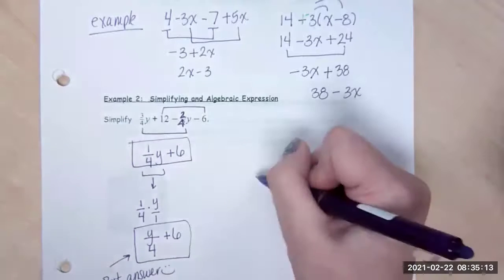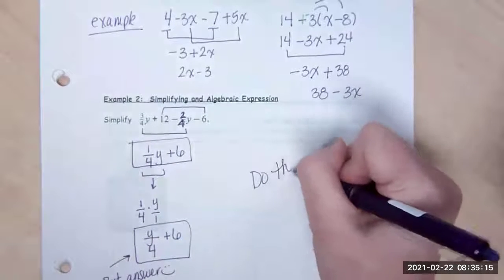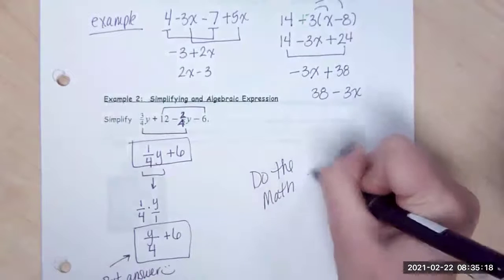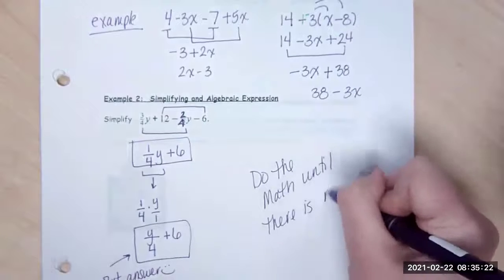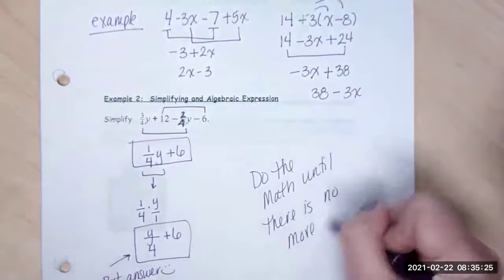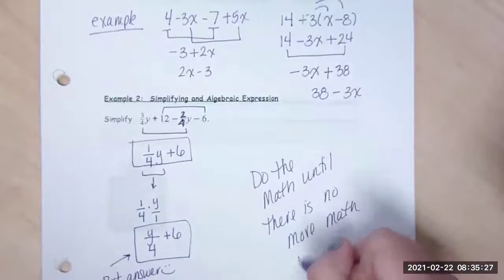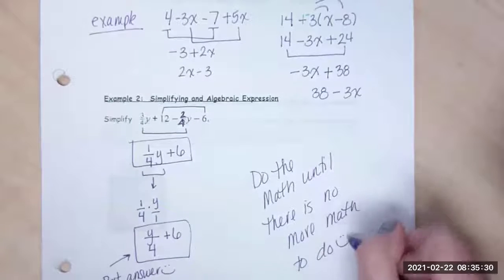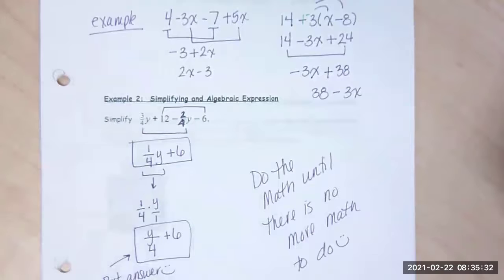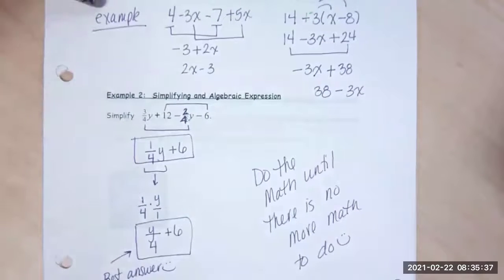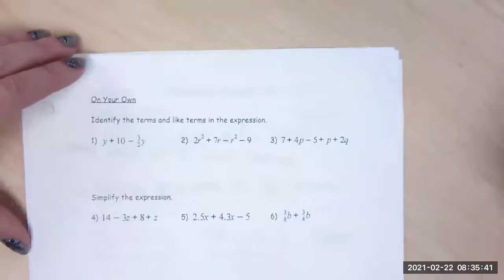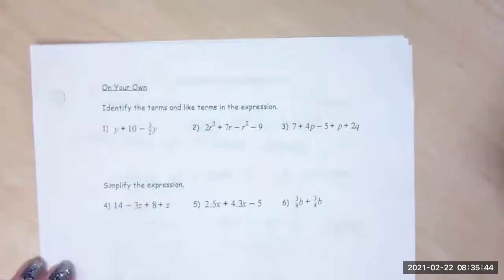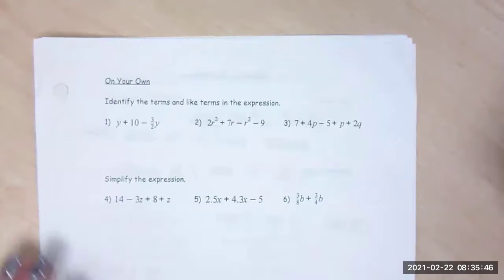How do you know you're done? Always do the math until there is no more math to do. Now, what I'd like for you to do is hit pause on your screen and try the next 6 problems on your own. When you're done, hit play. Hit pause right now.